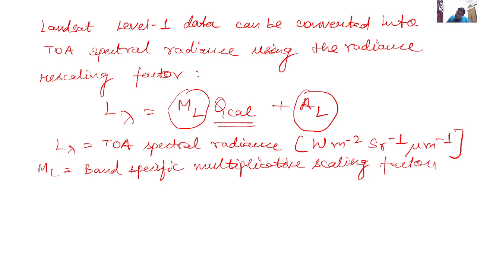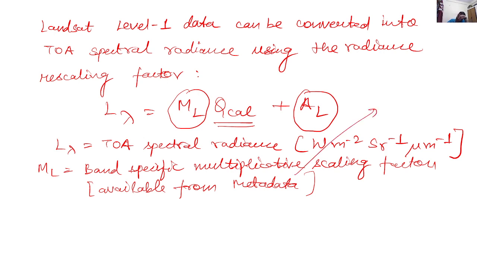Factor, which is available from the metadata. So this metadata, along with the actual data of the image, you can even download from the USGS Earth Explorer website. We would be showing it in the next weekly live session. So this, for Landsat, is available on the USGS Earth Explorer website.